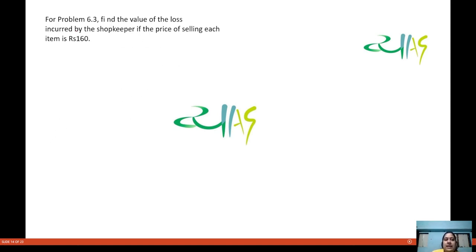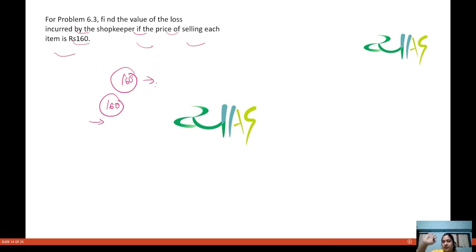Now, what it is saying in problem 6.3, find the value of loss incurred by the shopkeeper if the price of selling each item is 160. Okay, if the price of selling each item is 160. Now, the price is 160, it is given. So, what is the price here?